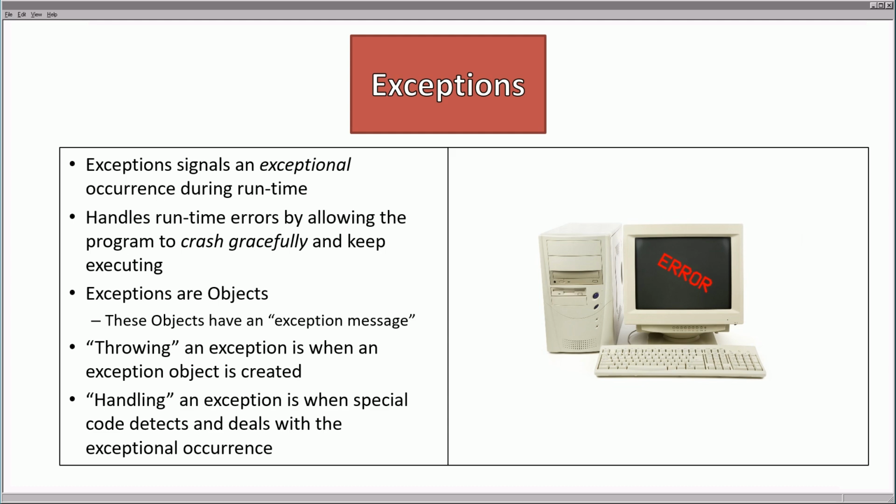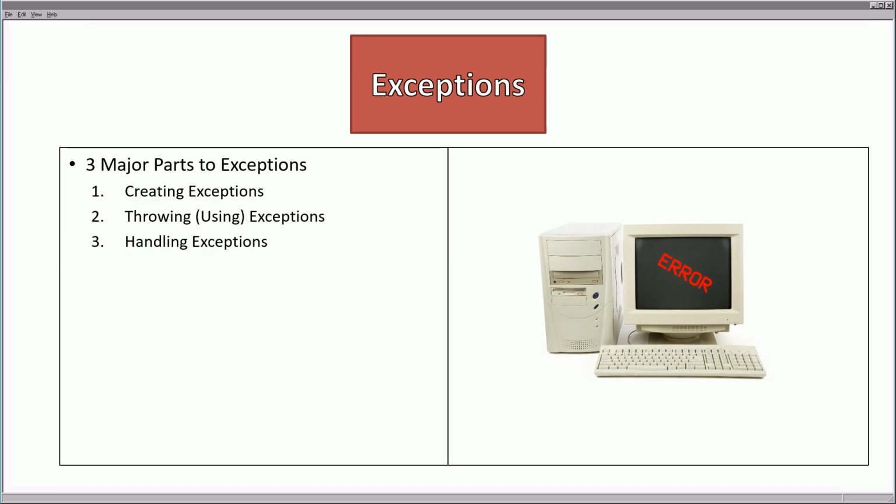We use the term throwing whenever an exception object is created. We also use the term handling when special code detects and deals with that exceptional occurrence. There's three major parts to exceptions. There's creating exceptions, throwing, in other words using, exceptions, and also handling exceptions. So let's take a look at each one of these parts.